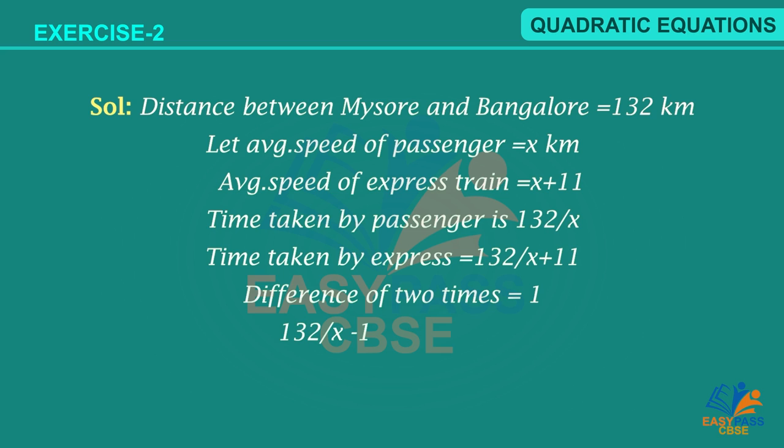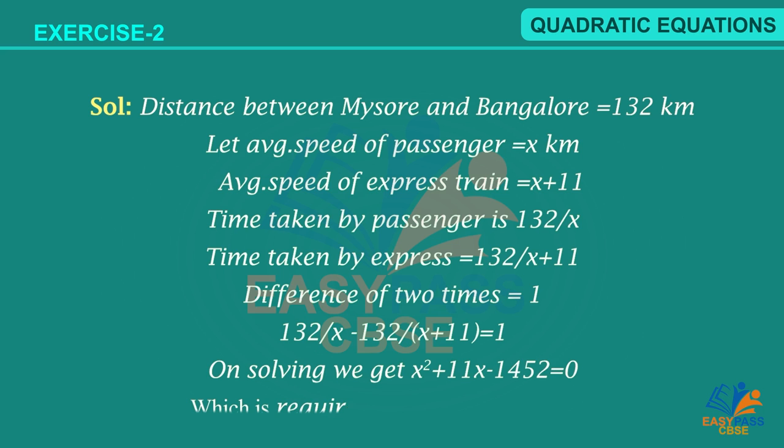That means 132 by x minus 132 over x plus 11 is equal to 1. On simplifying, we get x square plus 11x minus 1452 is equal to 0, which is the required quadratic equation.